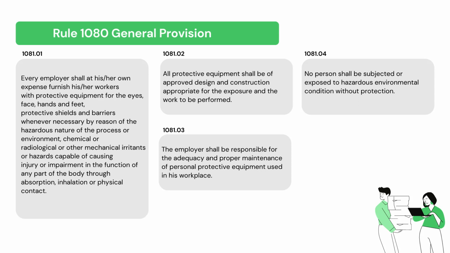Next is the 1081.02. All protective equipment shall be of approved design and construction appropriate for the exposure and the work to be performed. Next is the 1081.03. The employer shall be responsible for the adequacy and proper maintenance of personal protective equipment used in the workplace. Next is the 1081.04. No person shall be subjected or exposed to hazardous environmental conditions without protection.